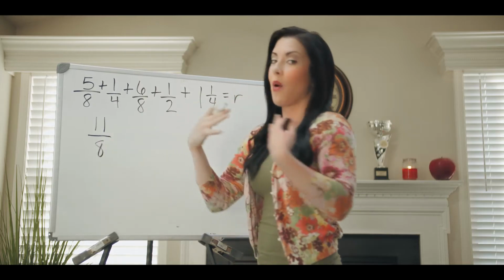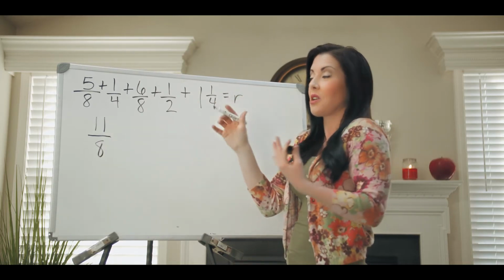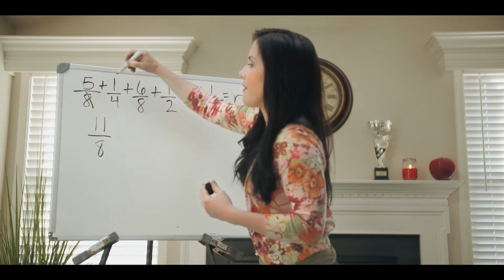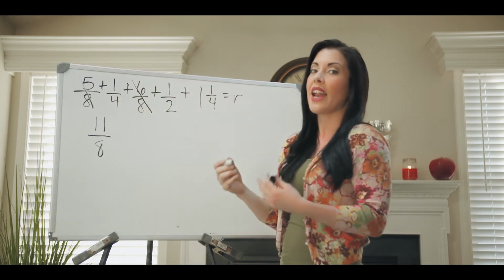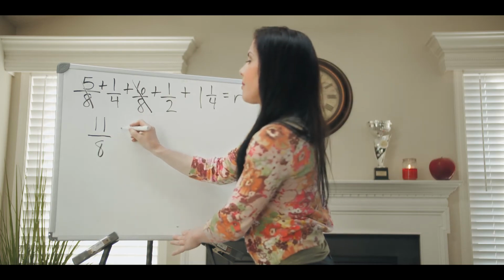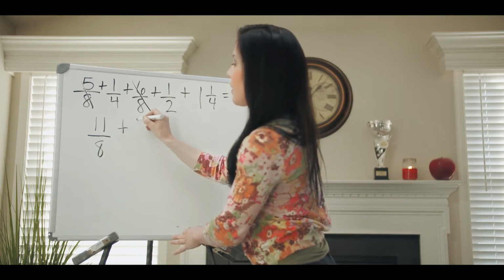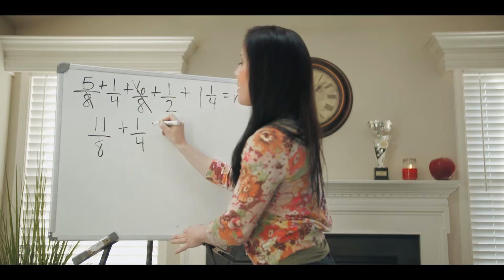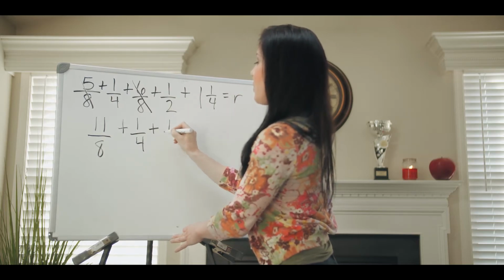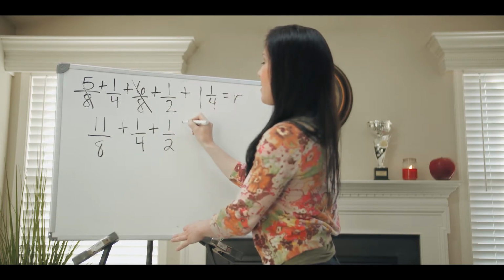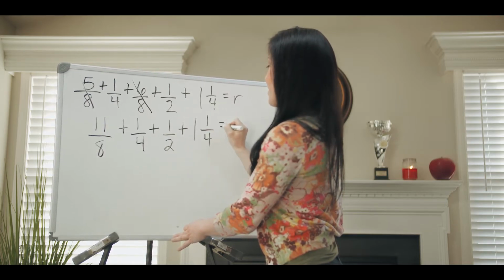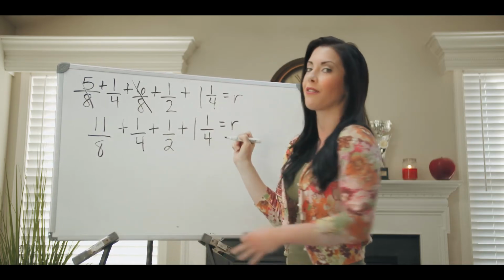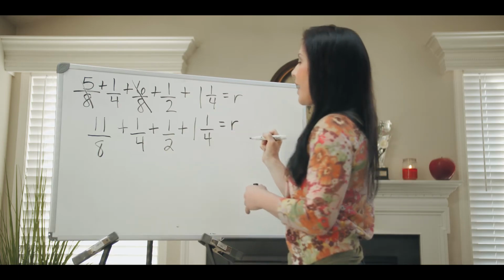And again, when I'm done with things, I just like to cross them out, just so I know that I've done them, okay? And then you can go ahead and rewrite the rest of the problem. Plus 1/4 plus 1/2 plus 1 1/4. And we're solving for R for rainfall, okay?